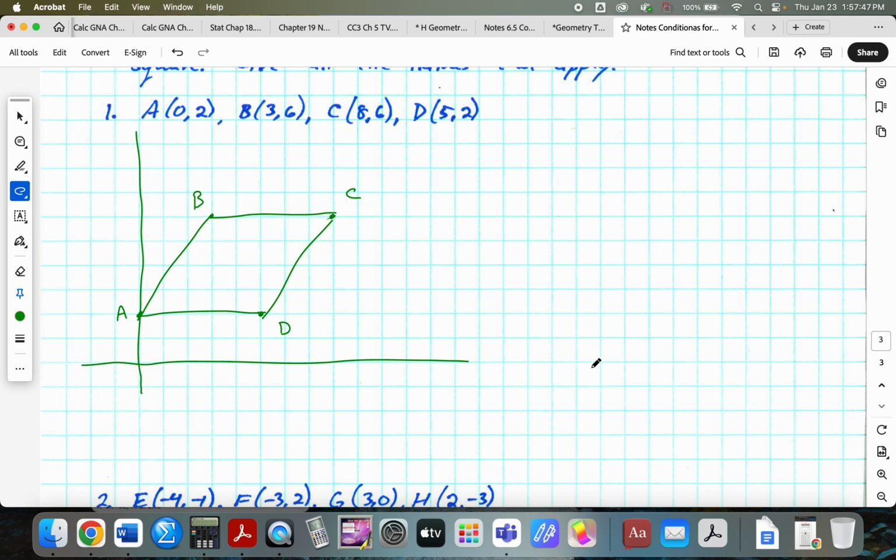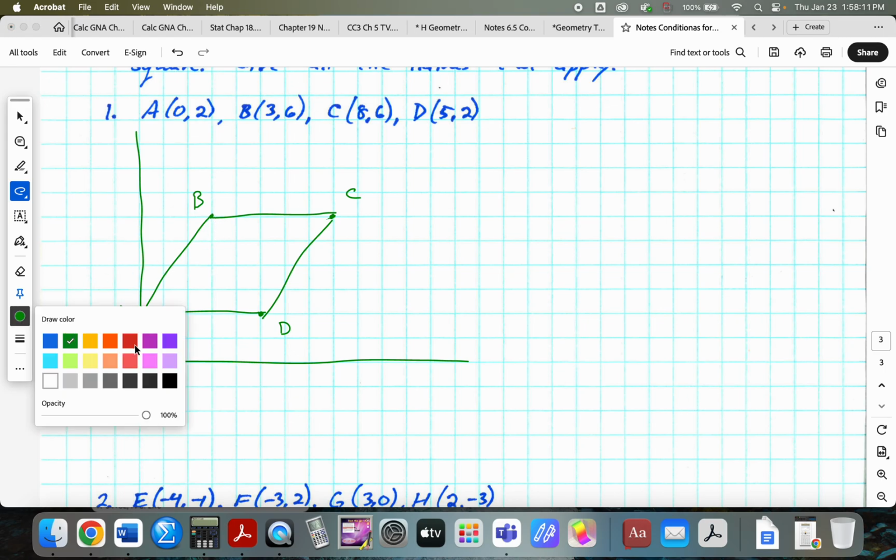So which of the special parallelograms does this look like? It looks like a rhombus. Do we know for sure it's a rhombus right now? No. It said use the diagonals. So I suspect it's a rhombus, so I'm going to start with, are the diagonals perpendicular?